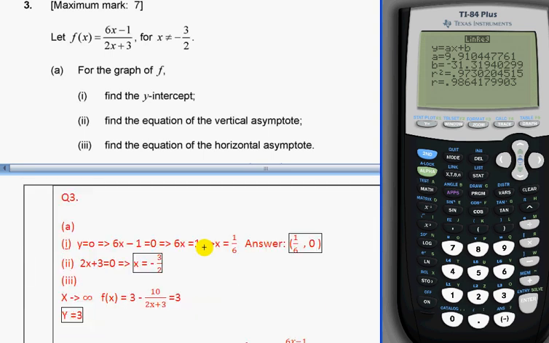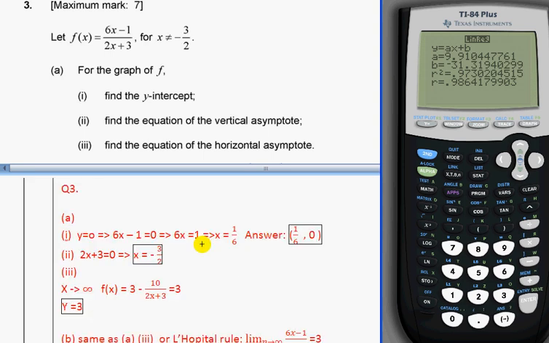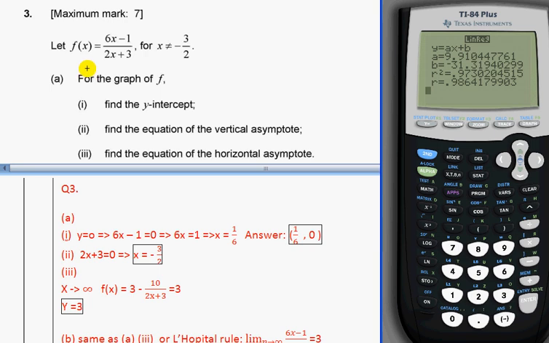So we have a function, and for the graph of f, find the y-intercept. Y-intercept means that f equals 0. F equals 0 means that numerator 6x minus 1 equals 0, 6x equals 1, x equals 1 over 6, so the point of intercept is 1 over 6, 0. Done.